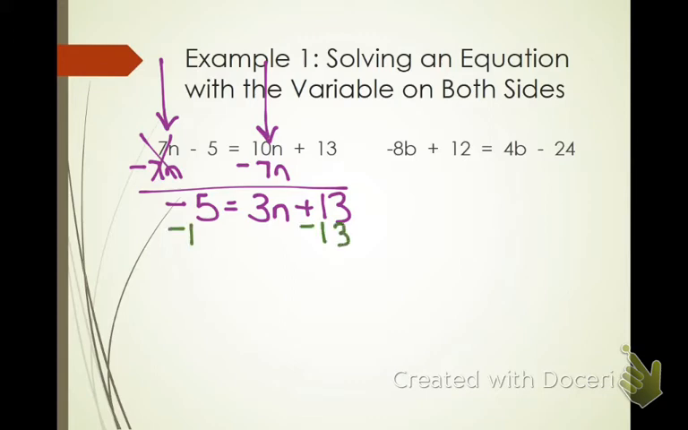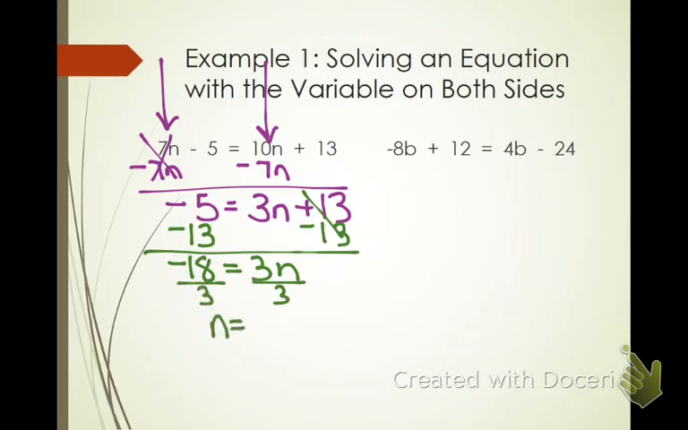Why did I subtract 13 instead of add? Yeah, I have to do the opposite. 13's positive. So now my 13's cancel. I'm one step closer to having n by itself. Now I have negative 18 equals 3n. Well, how would I solve for n? Divide both sides by 3. And n equals negative 6.